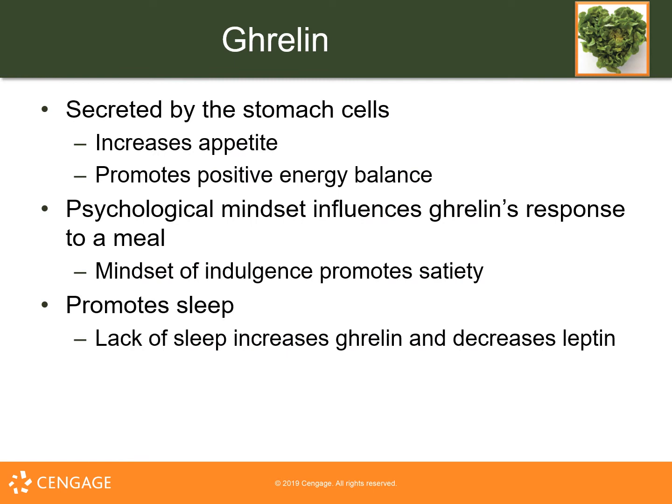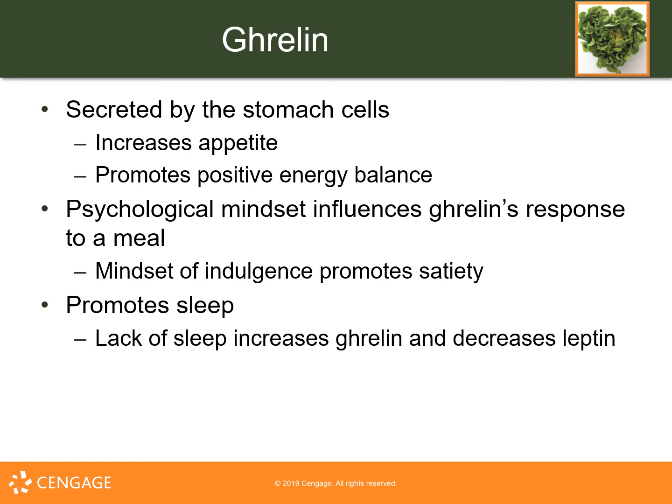Ghrelin. Ghrelin is a protein produced by the stomach cells that stimulates appetite and decreases energy expenditure. Ghrelin acts as a hormone in the hypothalamus. It promotes positive energy balance and increases body fat, weight, and fatness. Ghrelin stimulates the appetite and triggers the desire to eat.